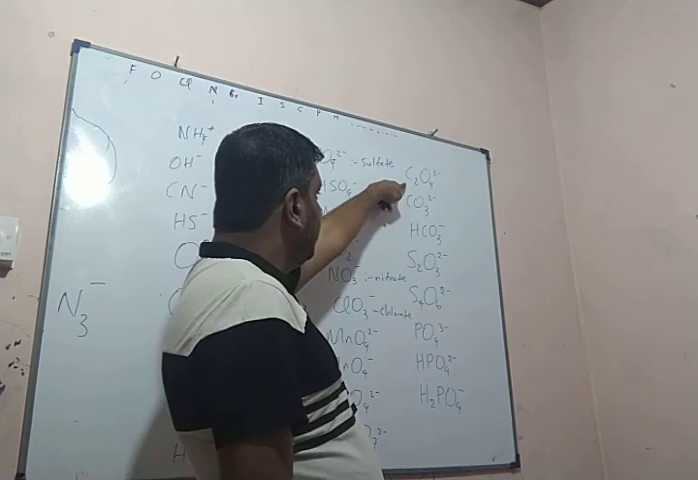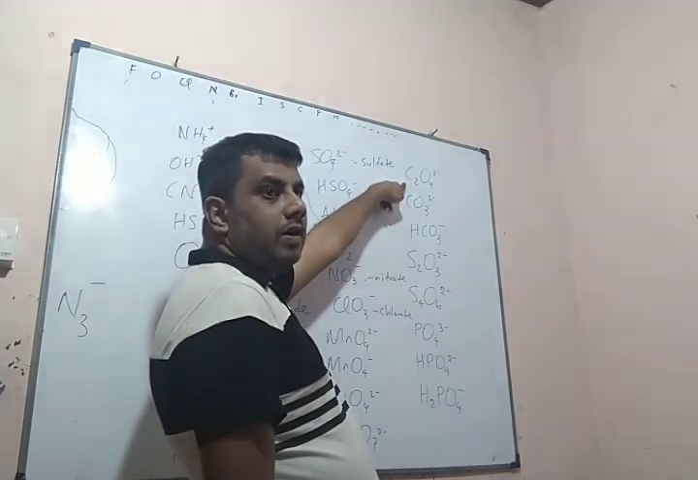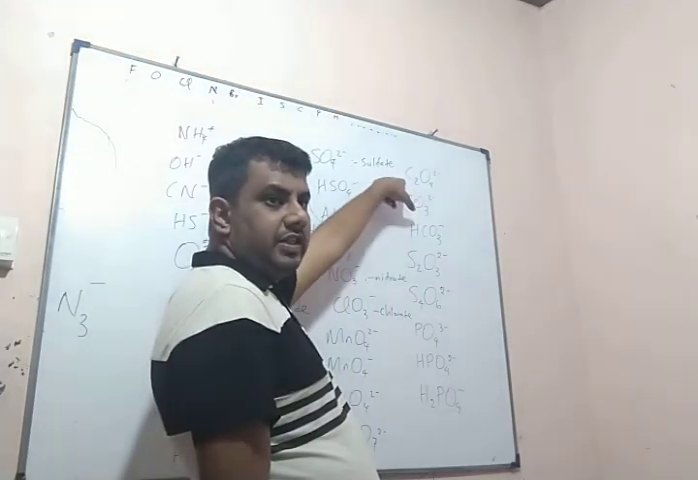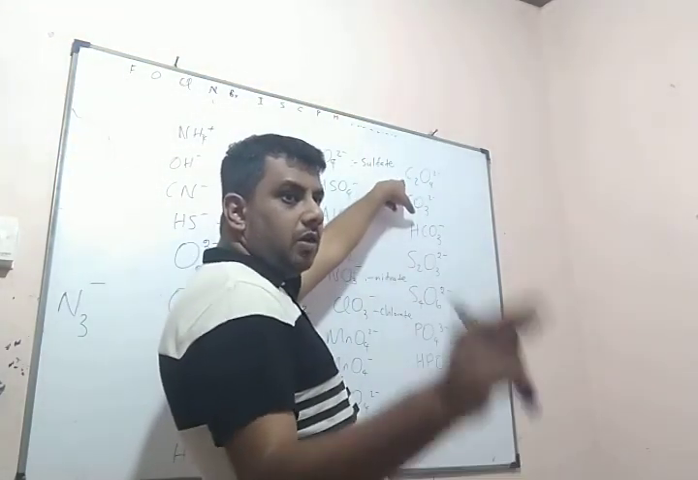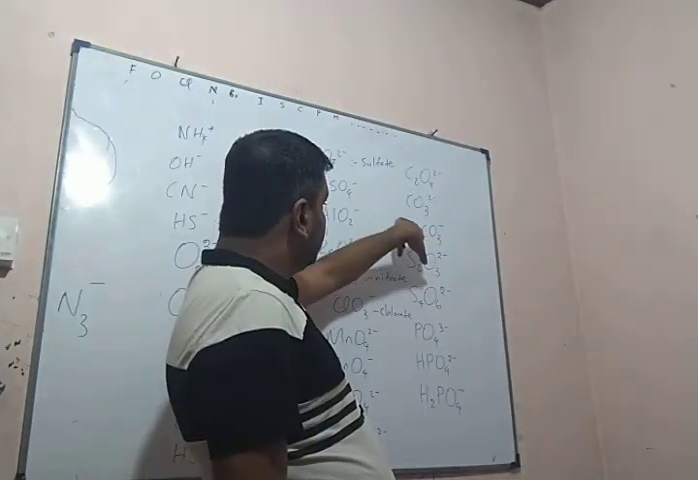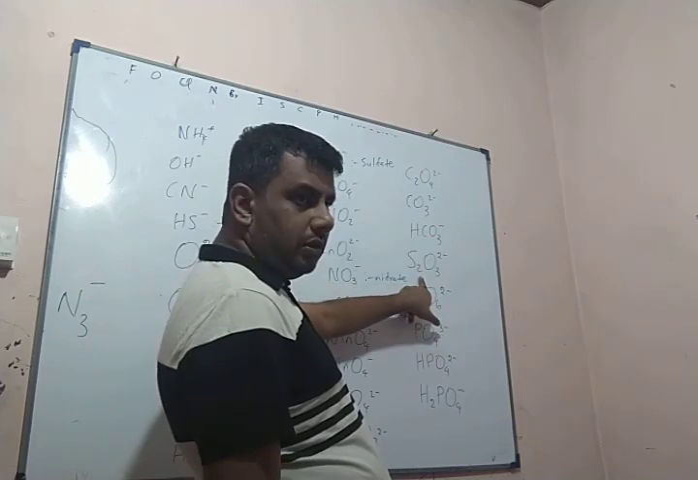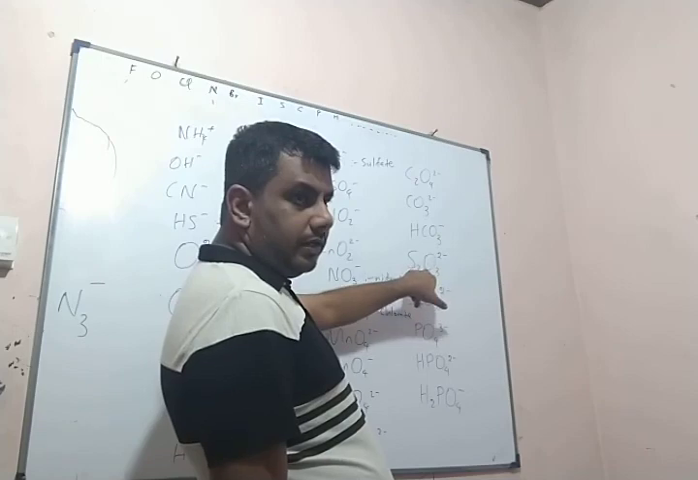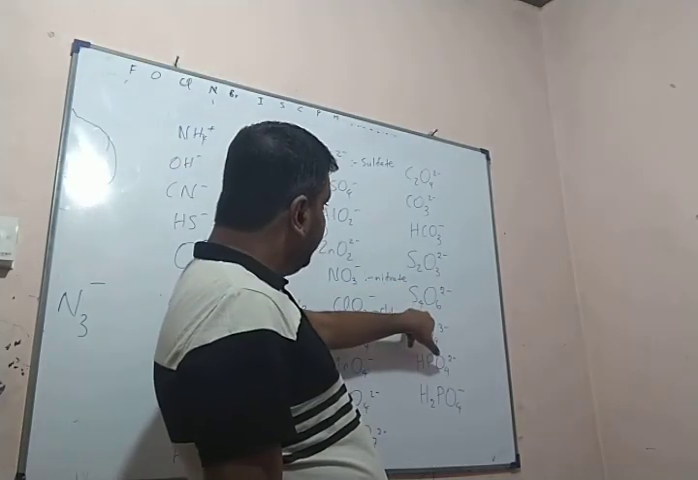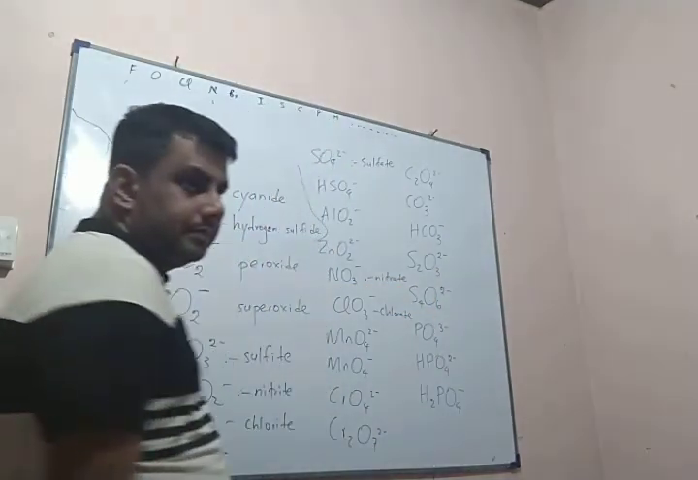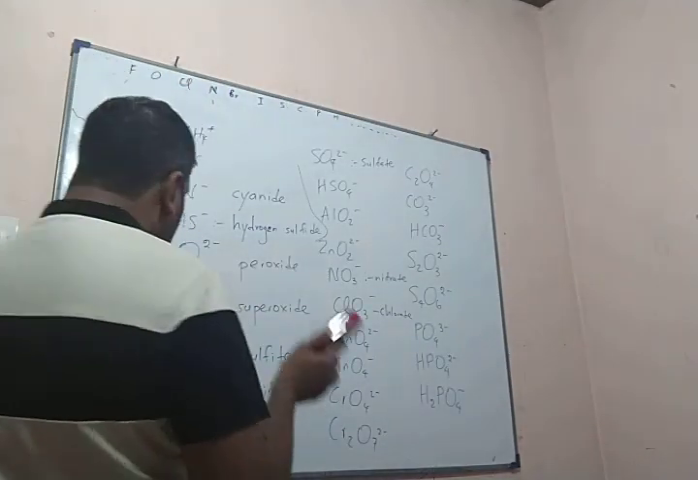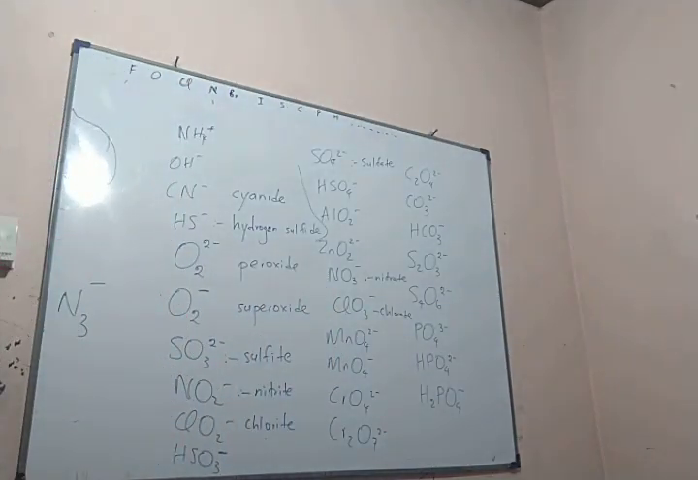And there are some special names. What's this? C2O4 2-, oxalate. C2, 4 oxygen, C2O4 2-. The name is oxalate. S2O3 2-, thiosulfate. Right? Thiosulfate. Tetrathionate. Right? Those are the special names.